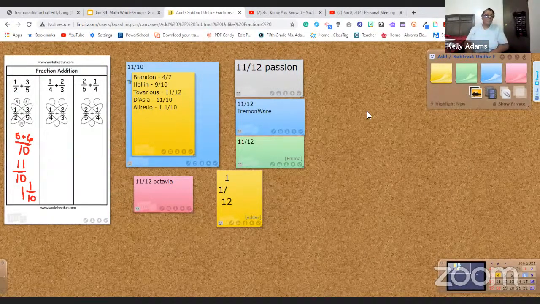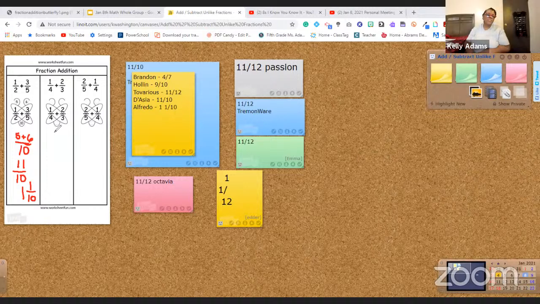Okay, you have 1/4 plus 2/3. The operation is plus. I have to multiply 4 times 3, which is 12. Since that's at the bottom, that's going to be my new denominator.